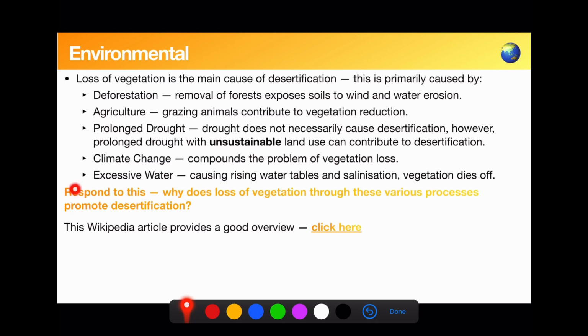So I mentioned earlier, I've created some questions for you as we're going along. Answer these, please. So rather than just copying out these notes, you've got the keynote here. Why copy these? You've got them, just read them. Rather than copying these out, respond to these questions to help you understand and remember these things. So why does loss of vegetation through these various processes promote desertification? I'd love for you to just be able to explain how deserts are being created because of these things. How can you explain that to someone?